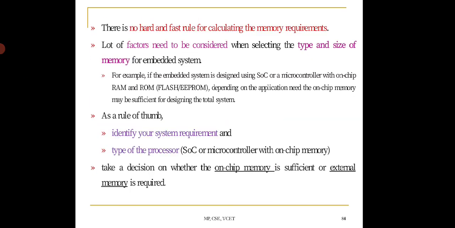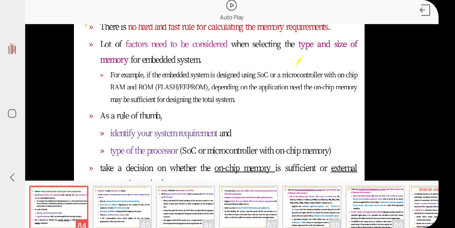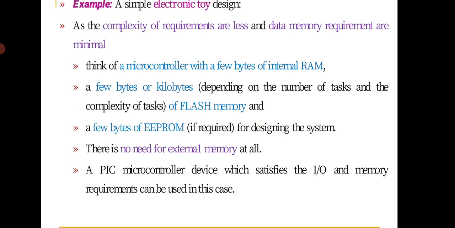There is no hard and fast rule for calculating the memory requirements. A lot of factors need to be considered when selecting the type and size of memory for embedded systems. For example, if the embedded system is designed using a SoC or microcontroller with on-chip RAM, ROM, flash, or EEPROM, then depending on the application need, on-chip memory may be sufficient for designing the total system. As a rule of thumb, identify your system requirements and the type of processor, and take a decision on whether on-chip memory is sufficient or external memory is required. So depending on the applications, we have to decide.